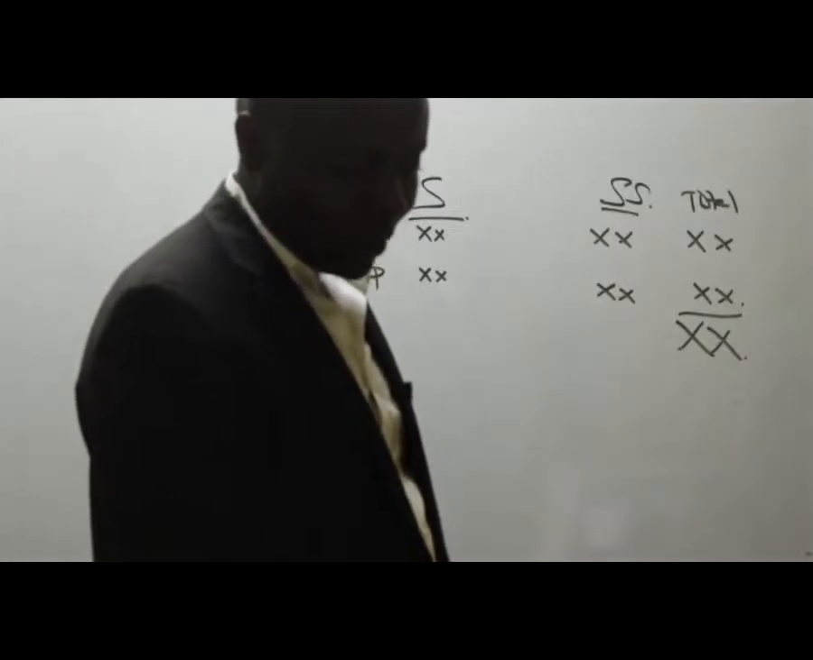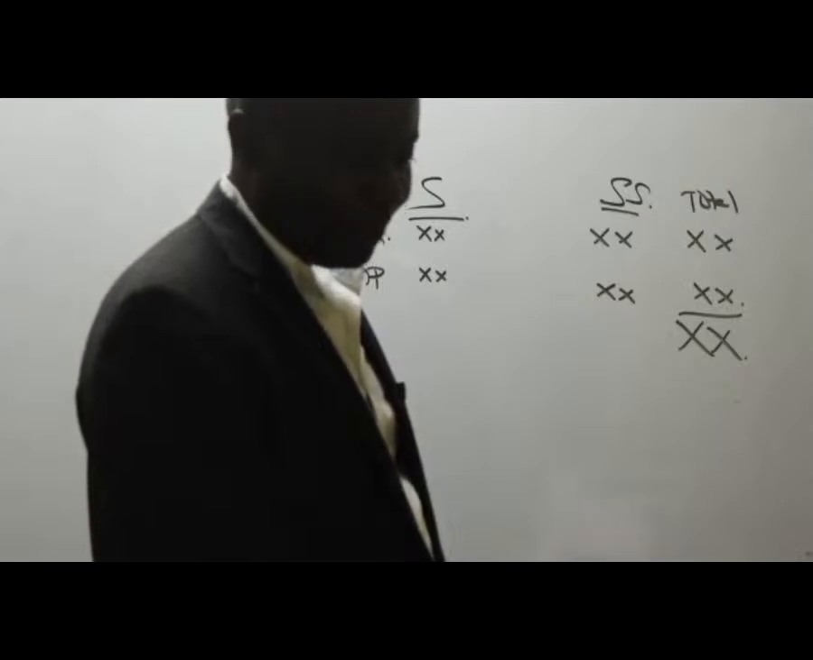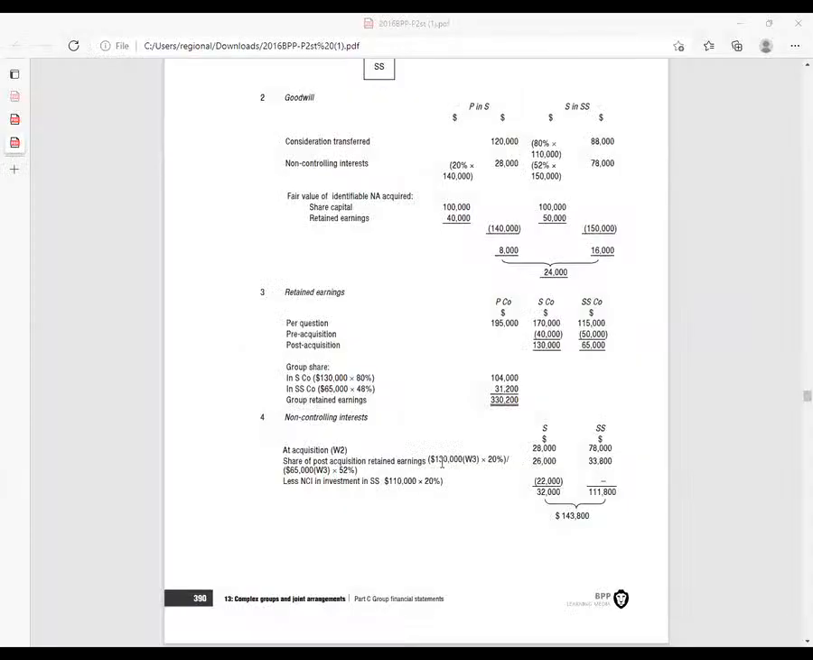Thank you very much for trying, but I can assure you there is some double counting that you have not factored in. If you look at this very well, the non-controlling interest, yes, there is this 22,000 you guys never factored in. Now, ladies and gentlemen, let's do this together.